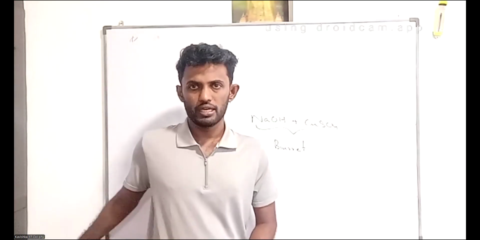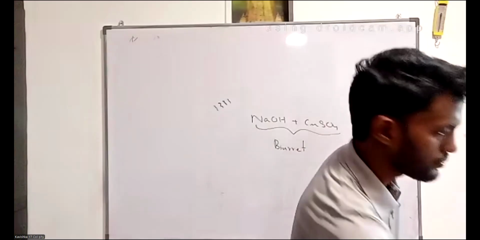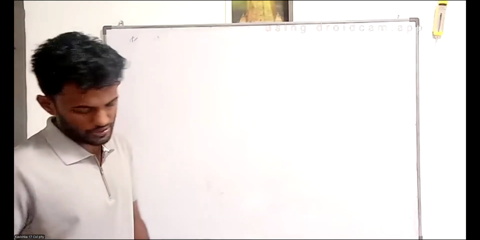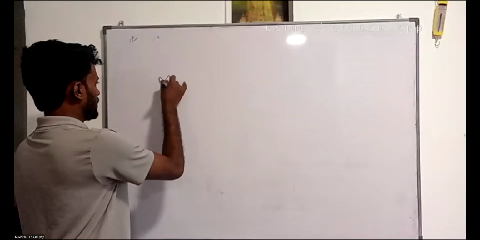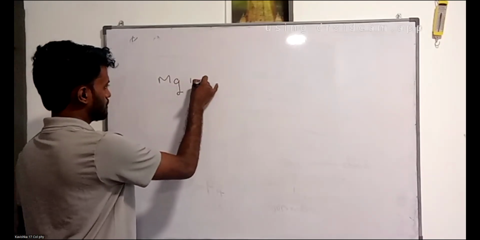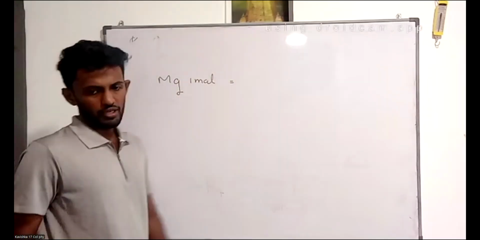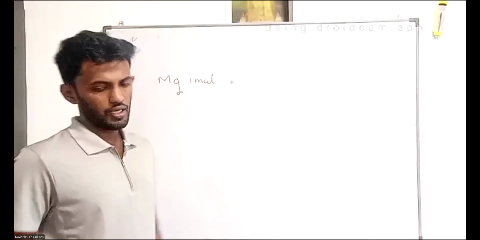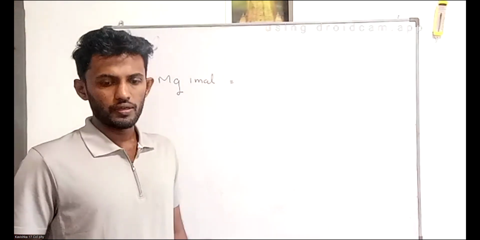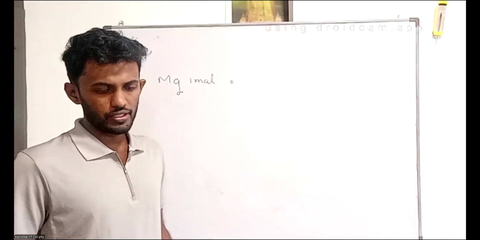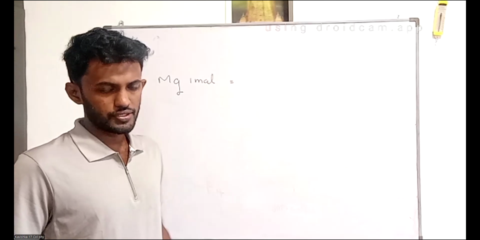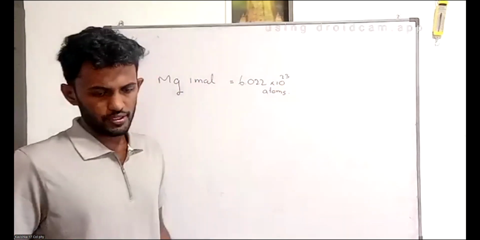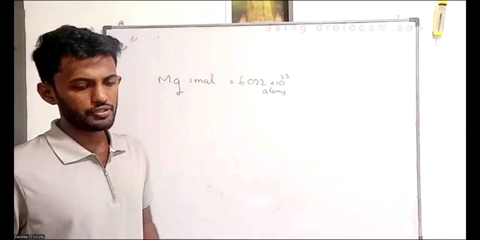I mostly ask you to write an equation when you do this kind of question. We can write an equation like this. Magnesium, 1 mole. How many atoms in one mole of magnesium? It's 6.022 times 10 to the power 23 atoms. Right? 6.022 times 10 to the power 23 atoms.